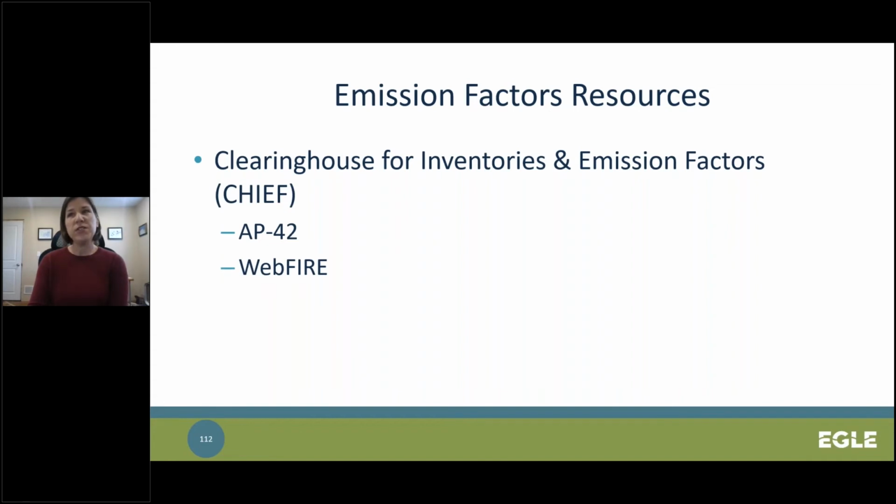WebFire is like a database or spreadsheet version of AP42. It contains EPA-developed emission factors for criteria pollutants and HAP emissions for different source types. More information on these sources of emission factors and others can be found in Chapter 5 of the workbook.